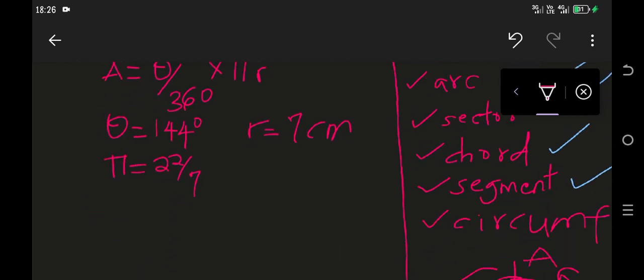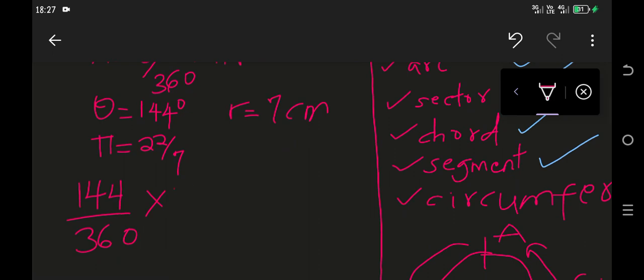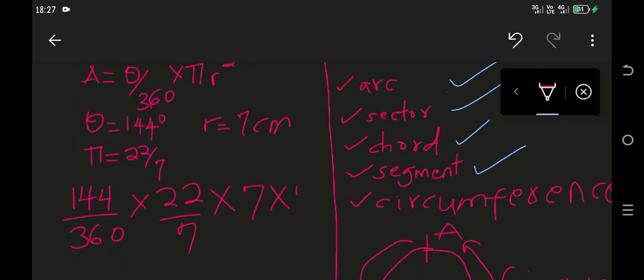And then the radius we have as 7 centimeters. So let us calculate that. You will have 144 over 360 times 22 over 7 times 7 times 7. We are taking 7 twice because this is basically 7 squared. Now let us work that out. 7 will cancel these ones and these ones, so that we have 144 over 360 times 22 times 7.